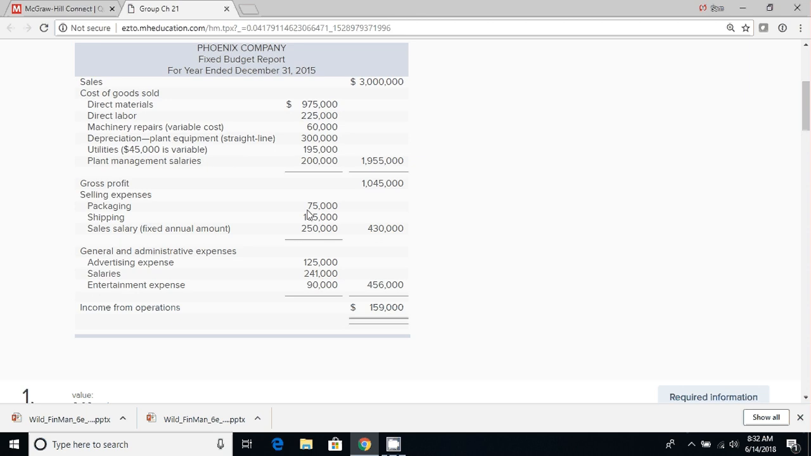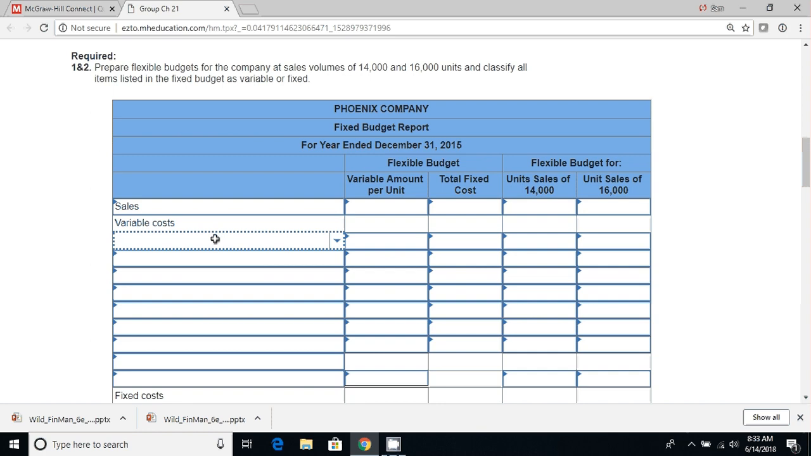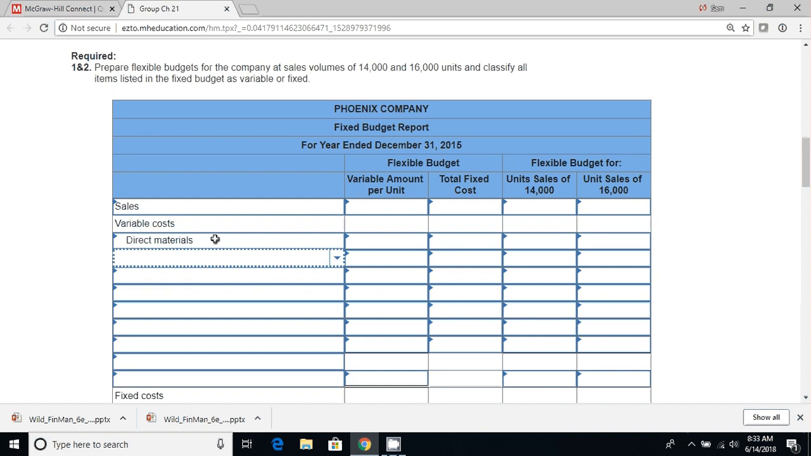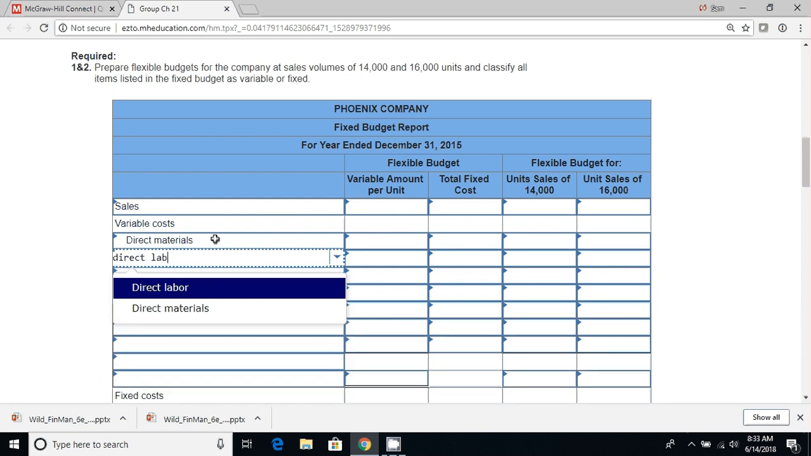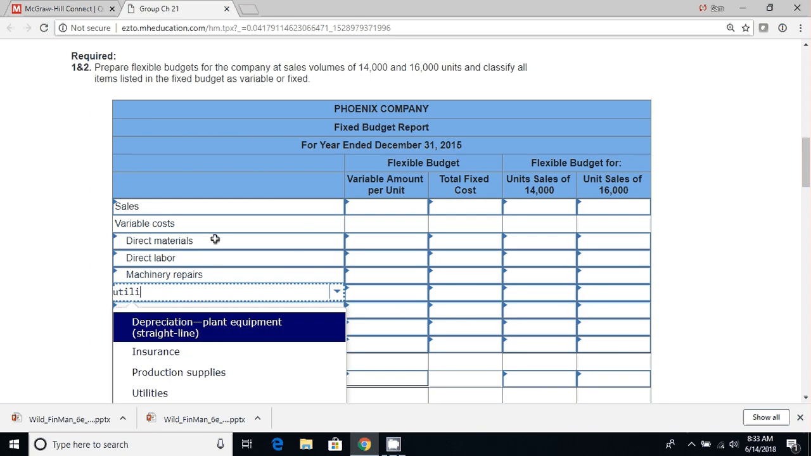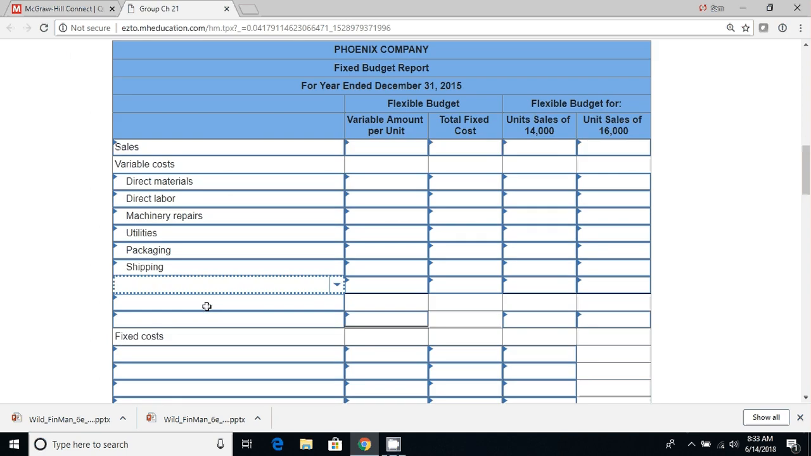All right, so I think we've identified the variables pretty well. Let's go ahead and get those put in here. So variable cost, we started up there with direct material. So we'll go ahead and put that one in, and then direct labor. You can always guarantee on those. And then we had machinery repairs. If you remember up there, that was saying that it was variable as well. There was utilities up there that had a variable piece. And then we had packaging that we thought was variable, and we had shipping, which we thought was variable, and that was it for the variable pieces of it.